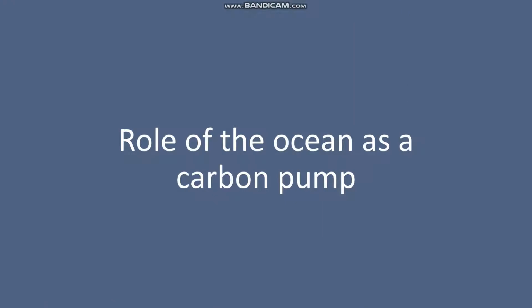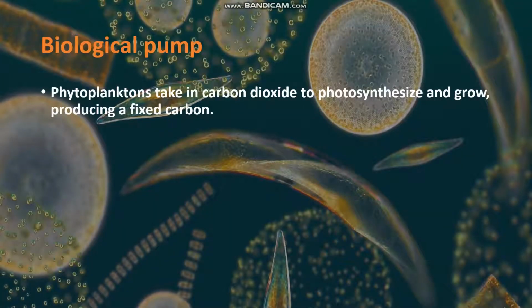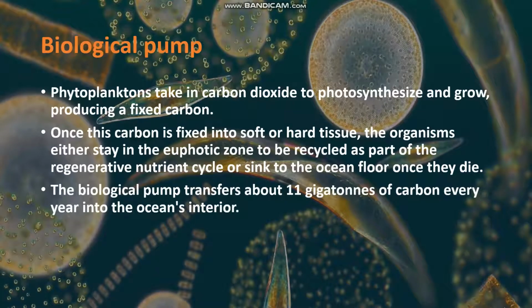Role of the ocean as a carbon pump. There are two types of carbon pump. One is the biological pump and the other is the physical pump. For the biological pump, phytoplanktons take in carbon dioxide to photosynthesize and grow, producing a fixed carbon. Once this carbon is fixed into soft or hard tissue, the organisms either stay in the euphotic zone to be recycled as part of the regenerative nutrient cycle or sink to the ocean floor once they die. Did you know that the biological pump transfers about 11 gigatons of carbon every year into the ocean's interior?